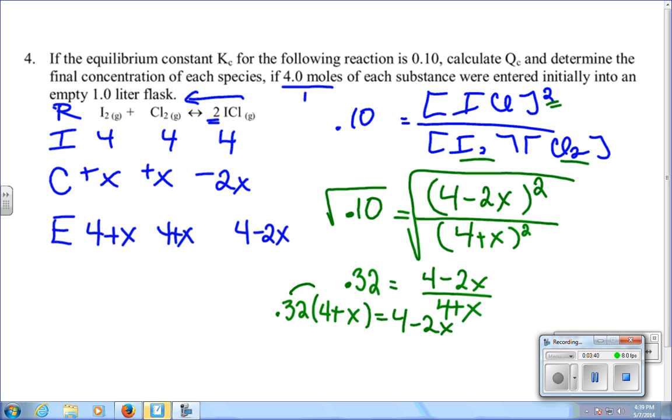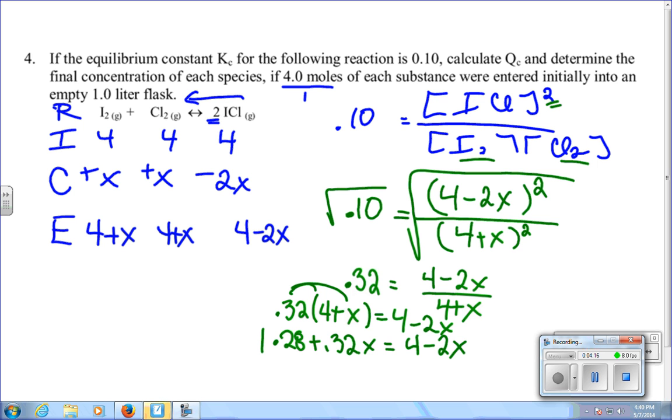I'm going to distribute the 0.32. So 0.32 times 4 is 1.28. 1.28 plus 0.32x. And that's still going to equal 4 minus 2x.